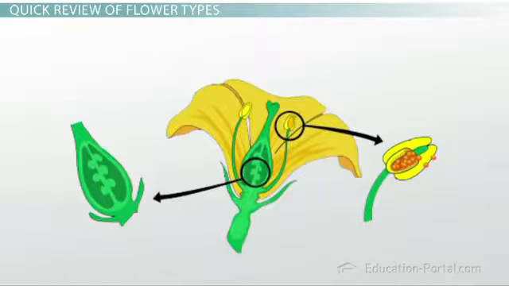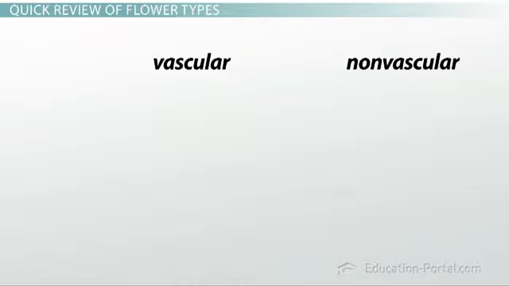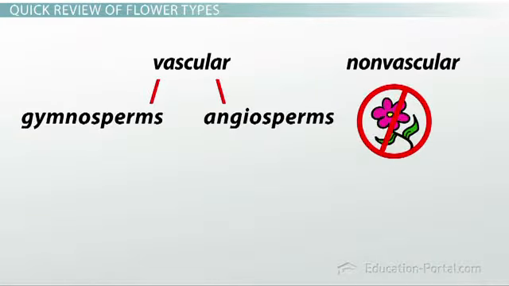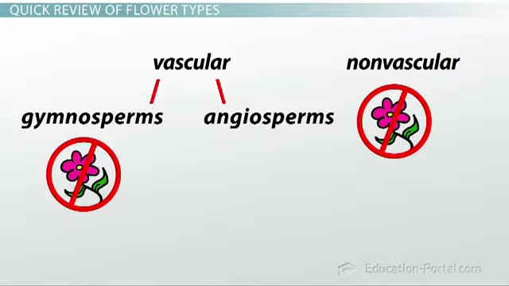As we look at the parts of a basic flower, we will look back at this diagram. Before getting into the parts of the flower, we first need to review which types of plants have flowers. You may remember that plants are divided into several groups. The first division was vascular and non-vascular. Non-vascular plants do not have flowers. Vascular plants were divided into gymnosperms and angiosperms. Gymnosperms also do not have flowers. That means that only angiosperms have flowers.